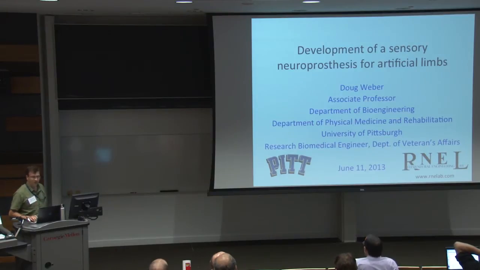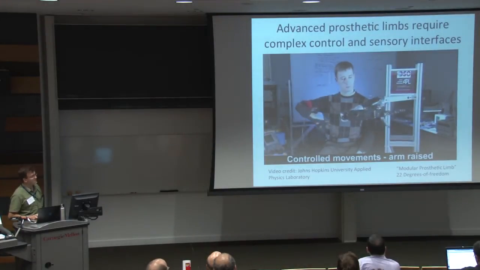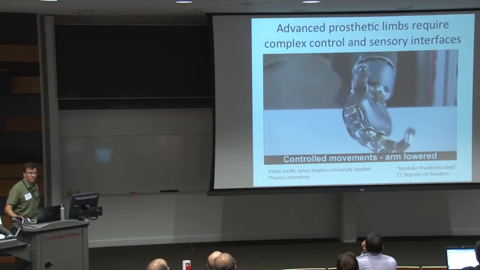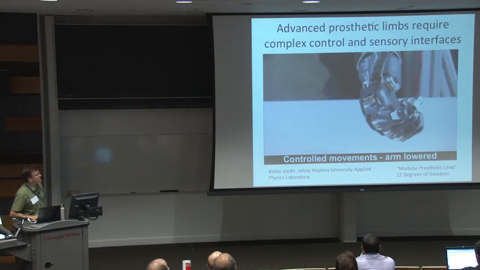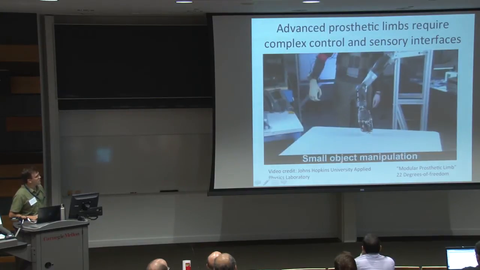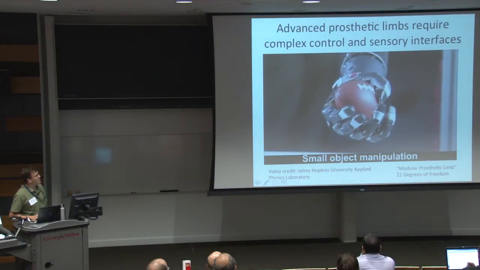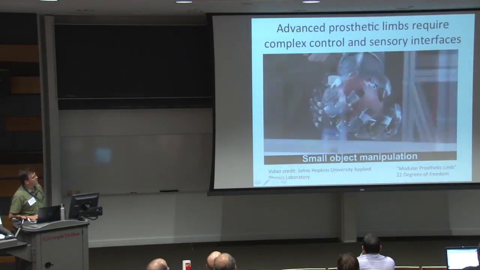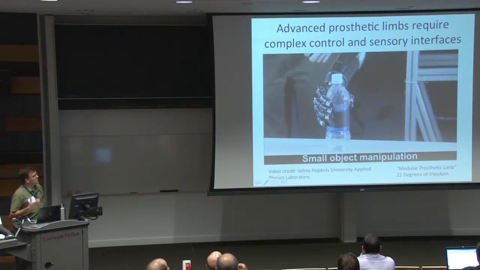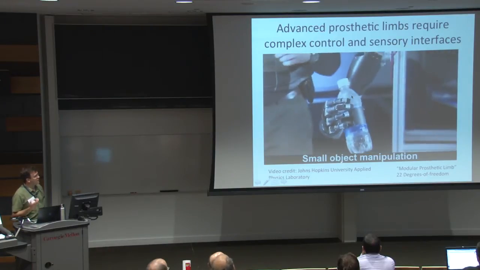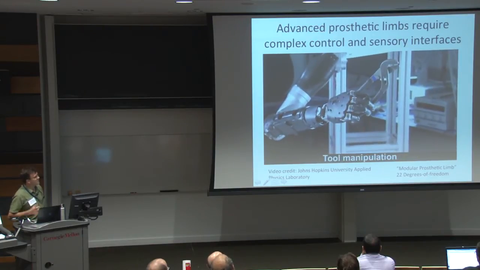But what I really want to do is engage you in a discussion about why we need sensory feedback, or what roles sensory feedback might play in the control of prostheses, such as the one I think Andy demonstrated. So what you're seeing here is arguably the most advanced upper extremity prosthesis. We can argue about that if you want. I'd rather not. It has 22 degrees of freedom.